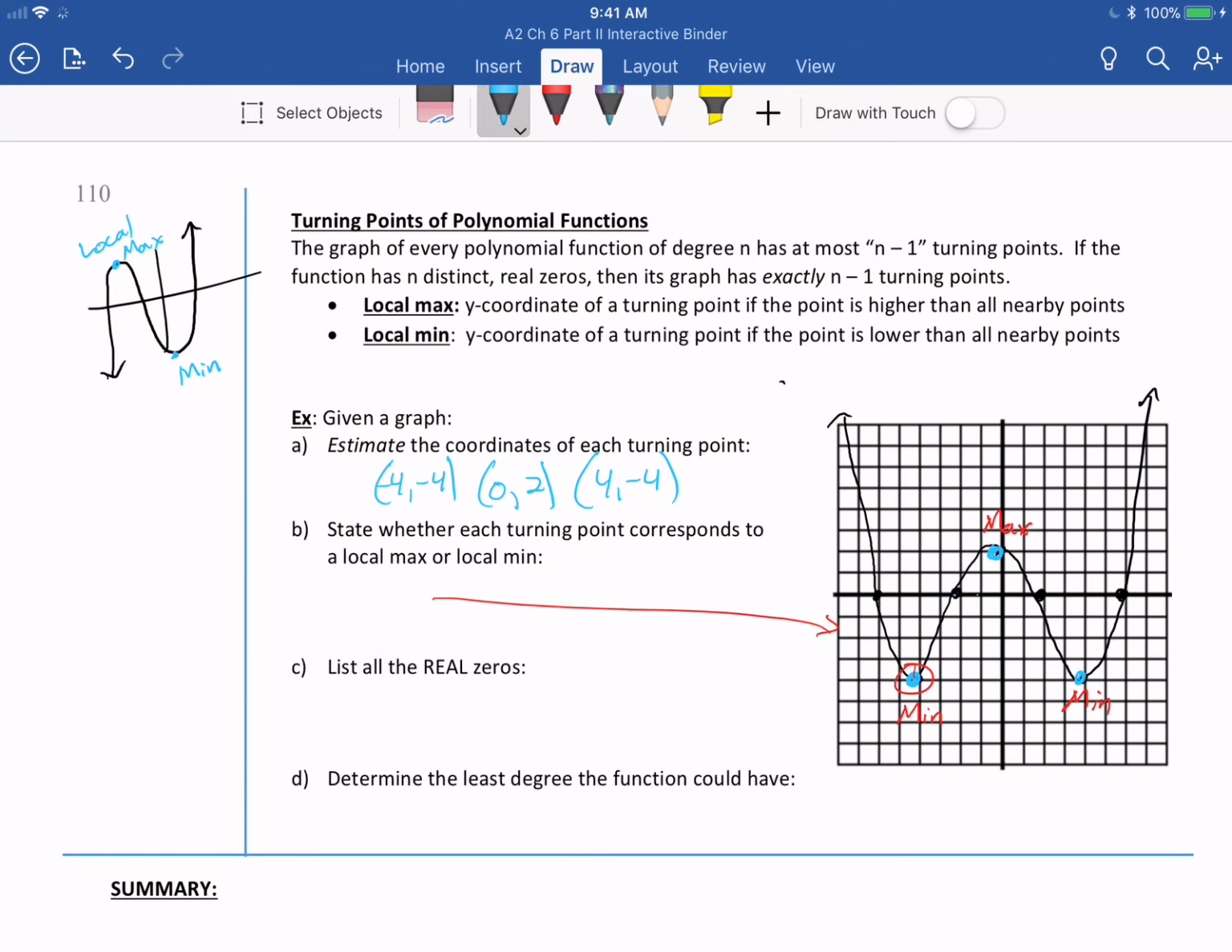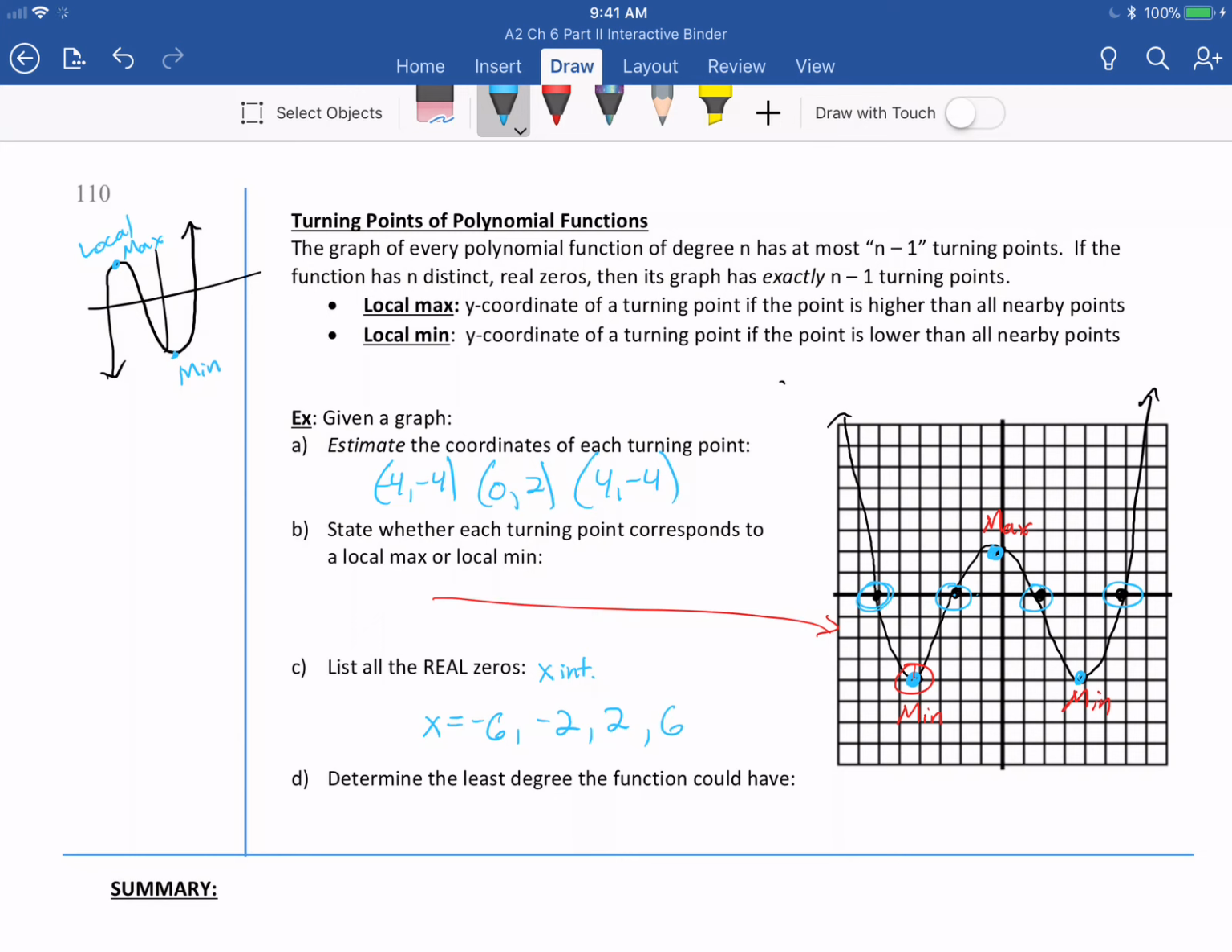List all the real zeros. So these are just the x-intercepts. So where are the x-intercepts? They're right here, here, here, and here. So that's at x equals negative 4, negative 2, positive 2, and positive 4 are my real zeros. Excuse me, these are not 4s. These are 6s. This is negative 6, and this is positive 6 over here. My 4s were my mins and my maxes.